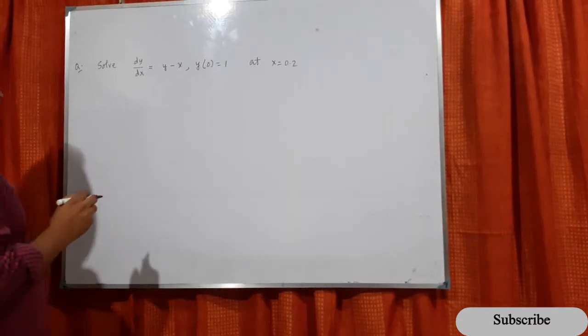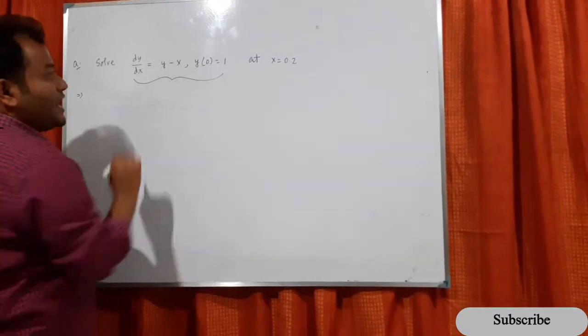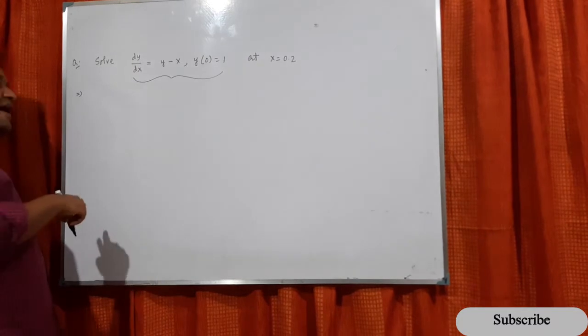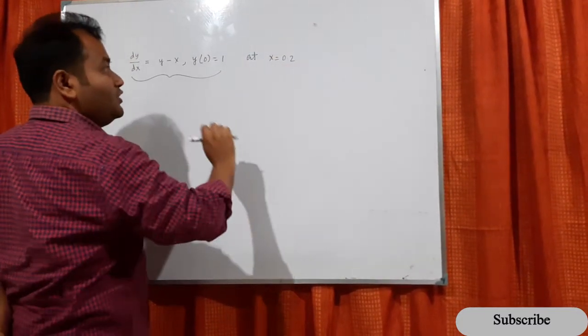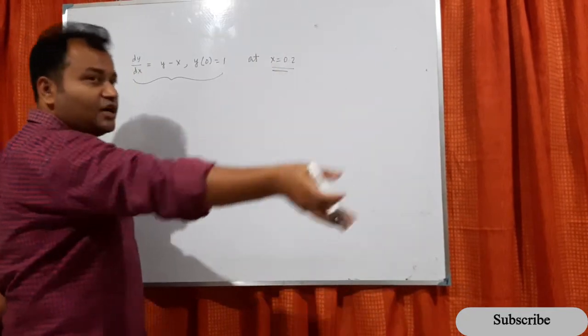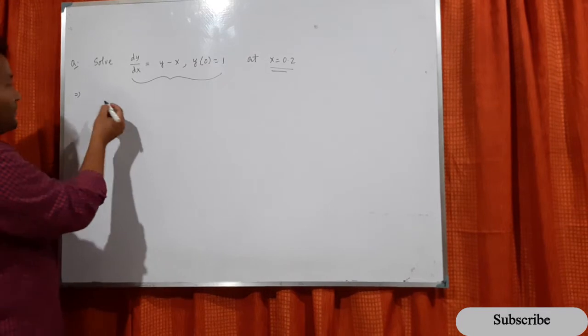Now look into this one. So what is given? This portion is given to us, and what we have to find? The value of y at 0.2. So this will come afterwards. So first of all we have to solve this one.